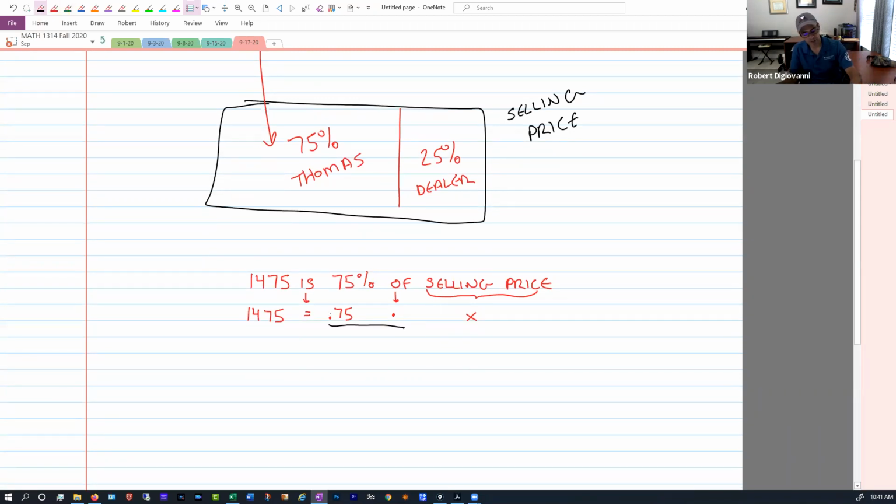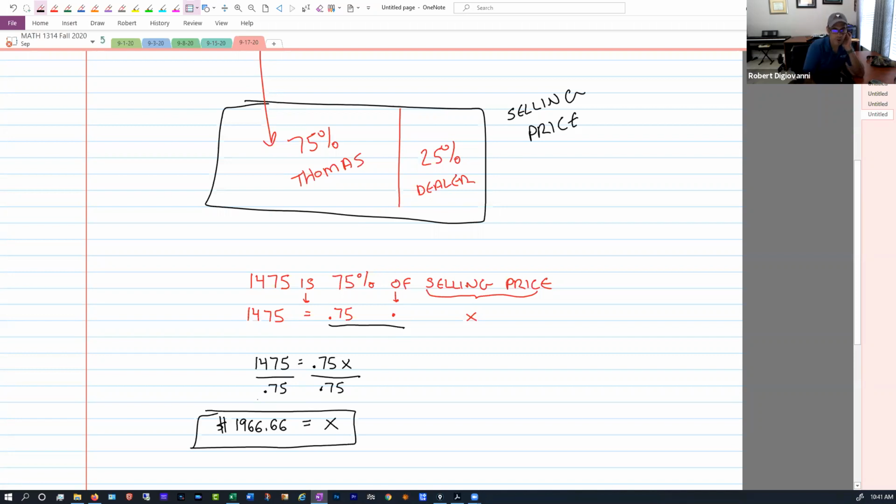So we divide both sides. Let me rewrite the equation so it looks more like an equation. We divide both sides by 0.75, and we get 1475 divided by 0.75, which is $1,966.66, roughly. So that's how much the car needs to be sold for in order for Thomas to get his cut that he wants of $1,475.